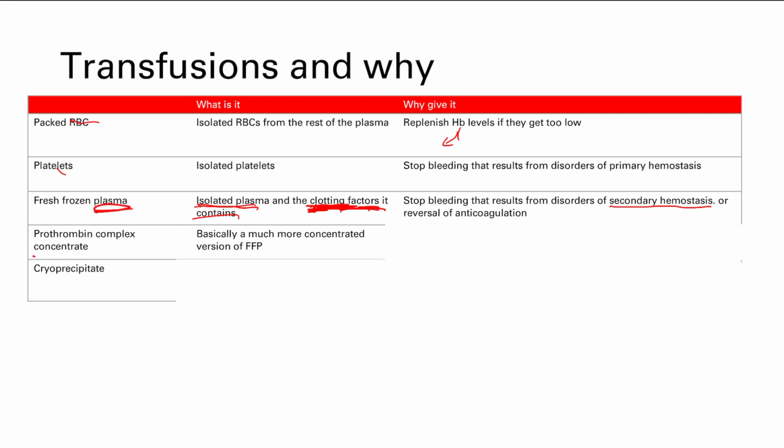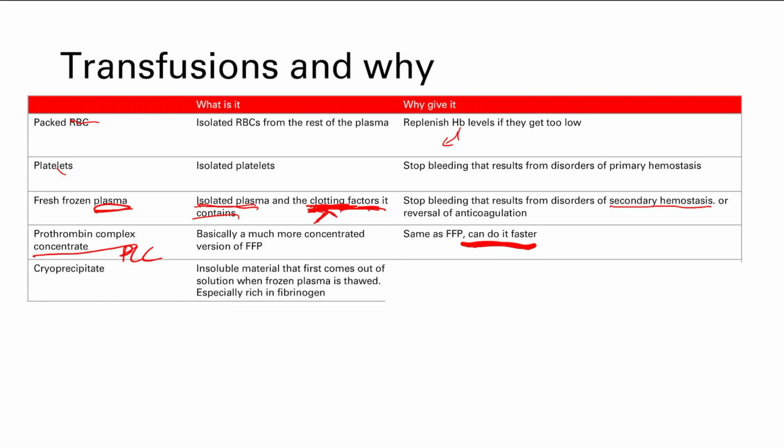So next is prothrombin complex concentrate, it's PCC. It's basically a more concentrated version of fresh frozen plasma. So you basically concentrate up these clotting factors. You have a lot more clotting factors per volume. And so you give it for the same reasons you give fresh frozen plasma, except it just works better. You can do it, and you get hemostasis more quickly.